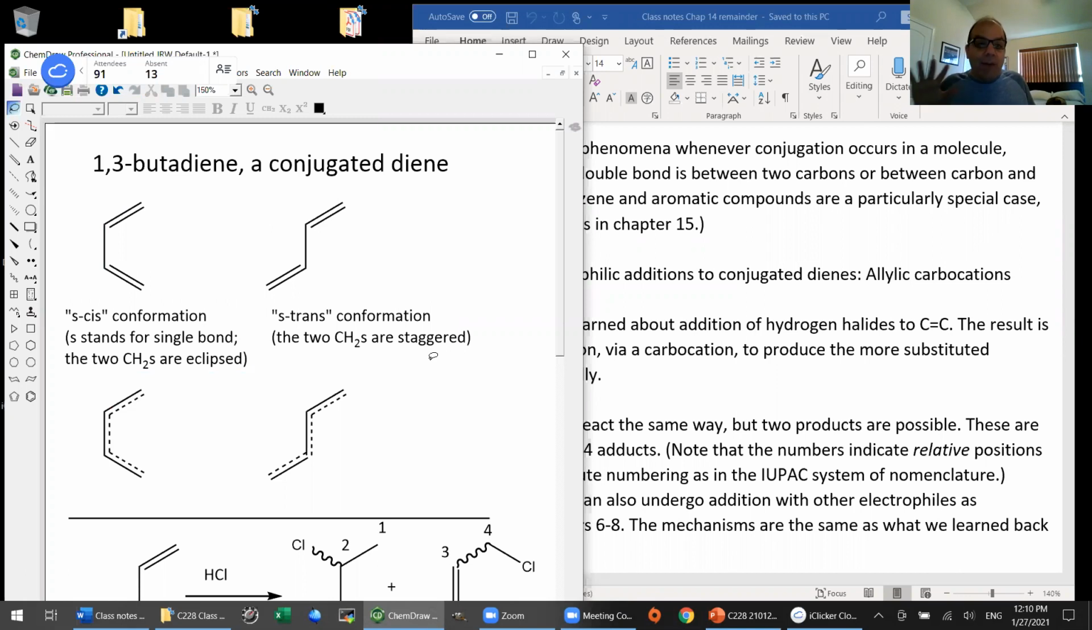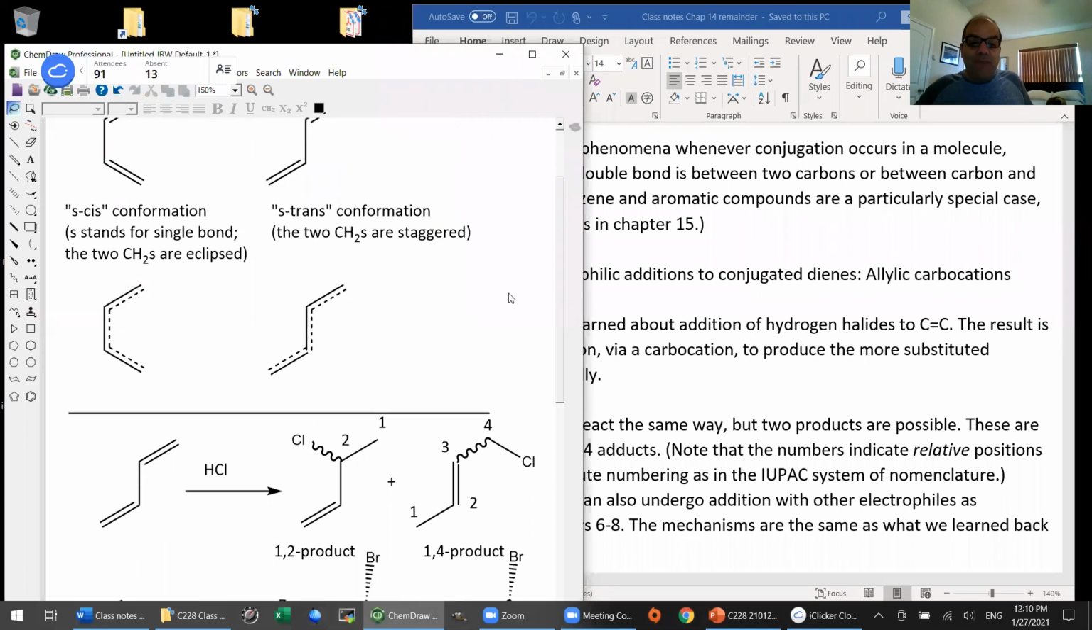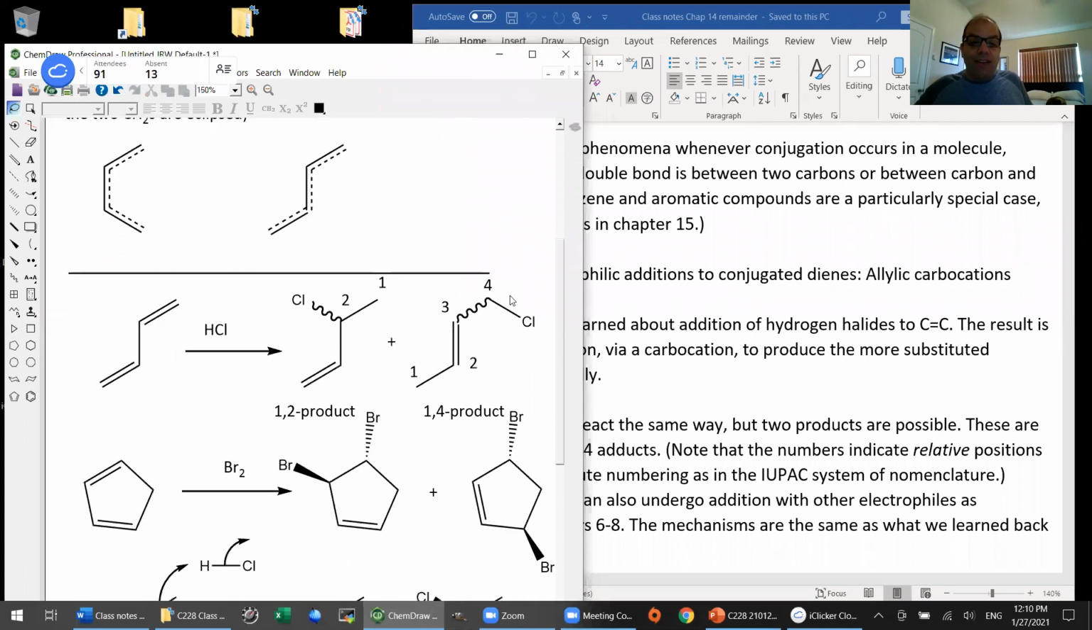And so that was one thing I wanted to be sure to cover today. The other thing is the consequence of all this in terms of the reactivity of conjugated dienes.